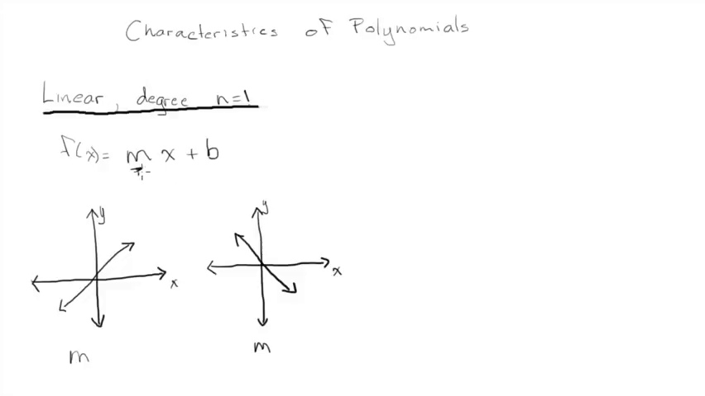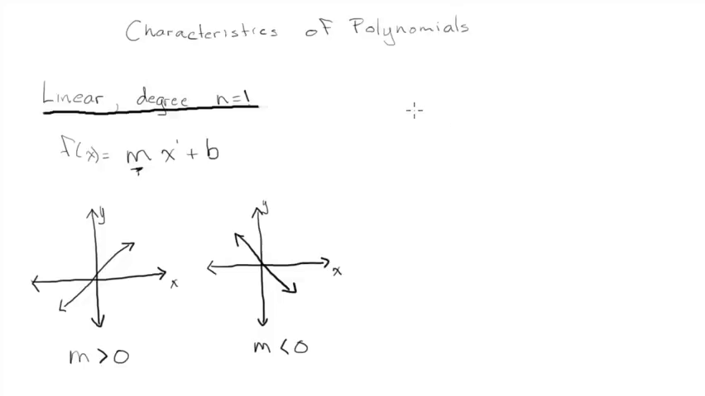But now we're going to refer to it as the leading coefficient, because it's the coefficient of the variable with the highest power. And in this case, the highest power is just the 1, which is our degree. So if m is positive, then we have a slope like this, positive. And if m is negative, then we have a negative slope, and it will be going down.